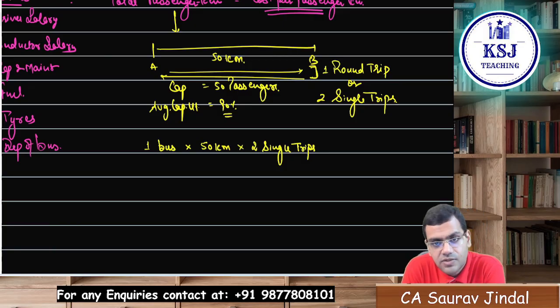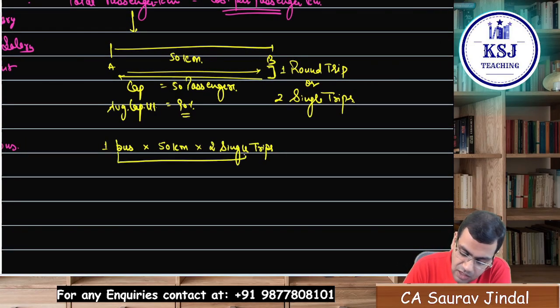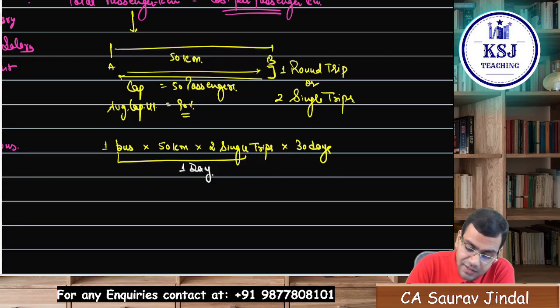And your bus is running for the whole month. Let's say 30 days are there in the month. This part is for how many days? This part is for one day. Now, if I multiply it with 30 days in a month, what will I get? I will get the kilometers.